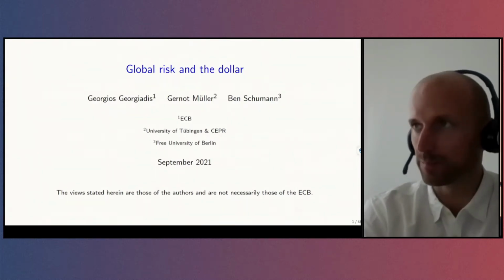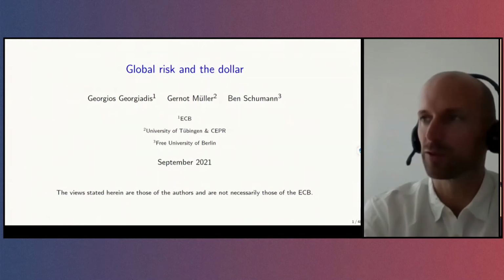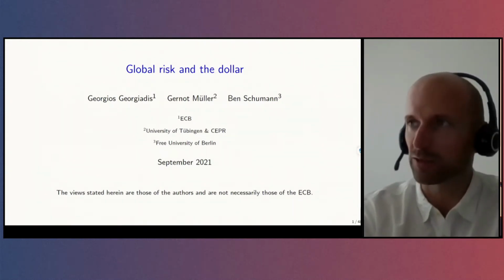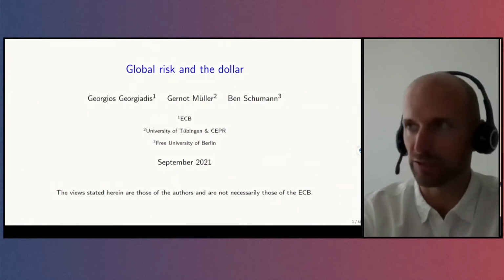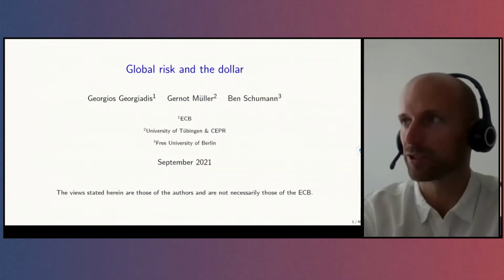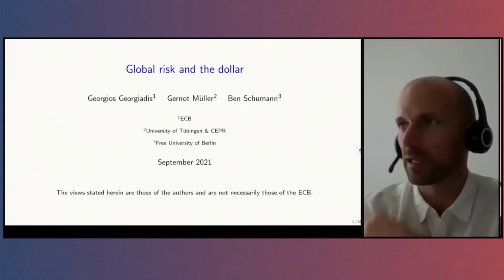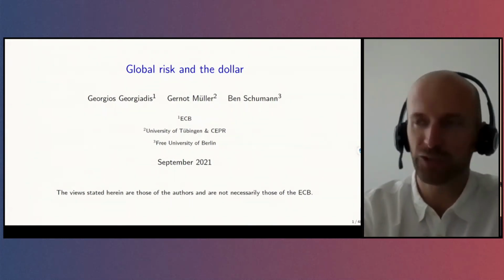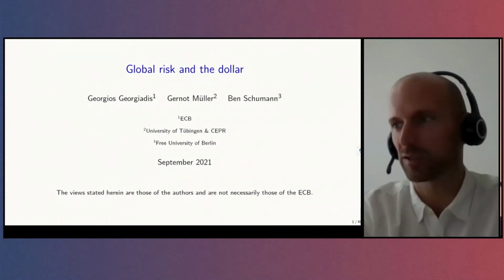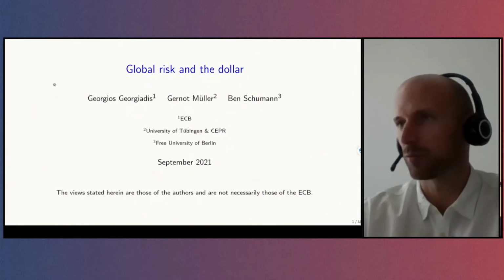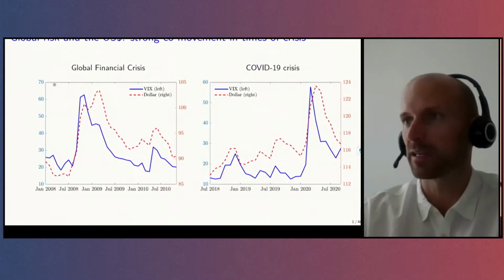I think this is a reasonably interesting paper for several reasons. The most important reason, I think, is because it connects or tries to connect several strands of the literature. It's joint work with Gernot Müller, who's a professor at Tübingen University, and Ben Schumann, who's a PhD student. The paper is about the role of the dollar exchange rate in the transmission of global risk shocks to the rest of the world. And as I said, this is work in progress. So some of the things that I'm going to present today are still in the making, or still in flux.